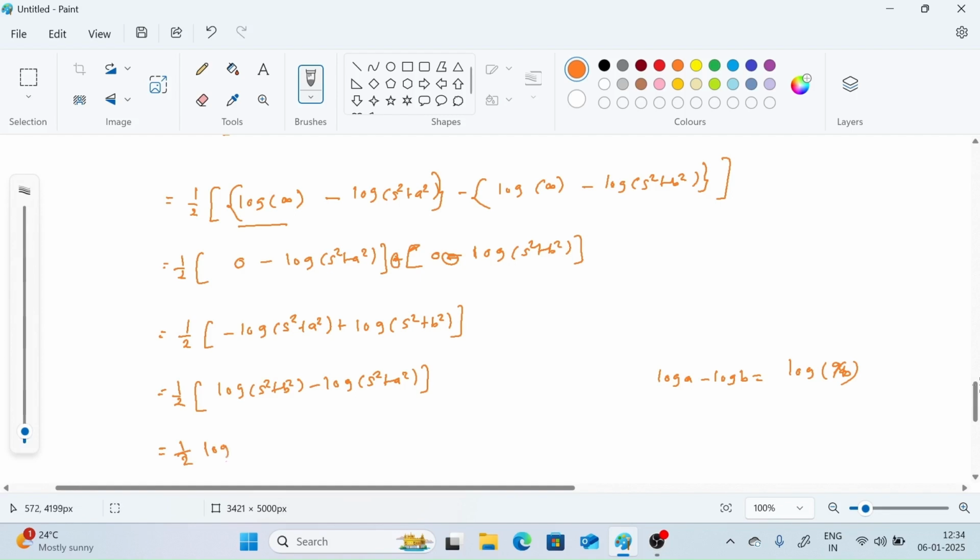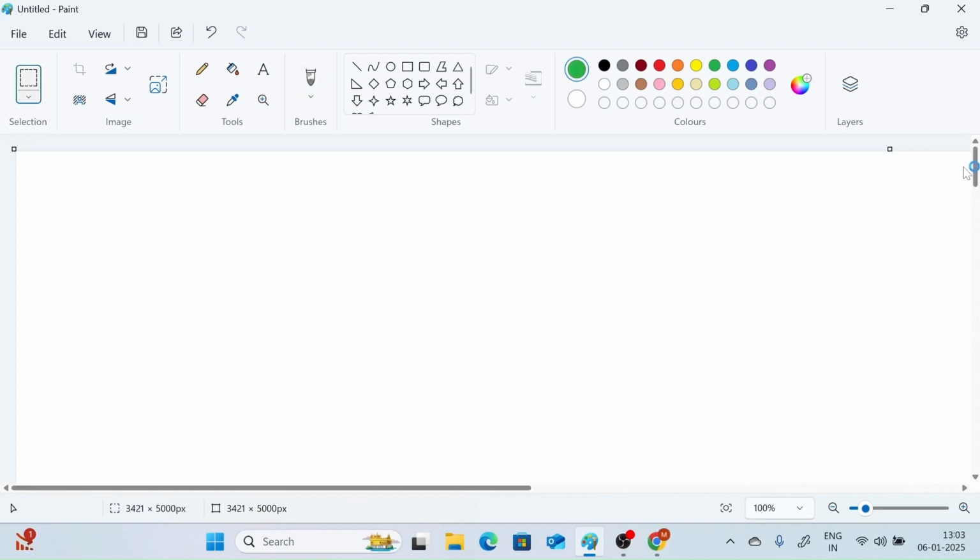1 by 2 log of (s square plus b square) upon (s square plus a square). And this is the answer. Now we are moving to example number 3.